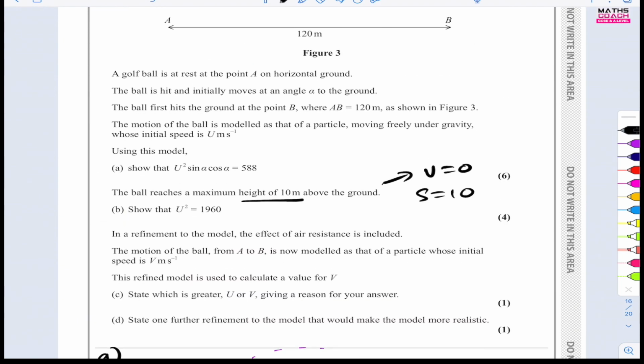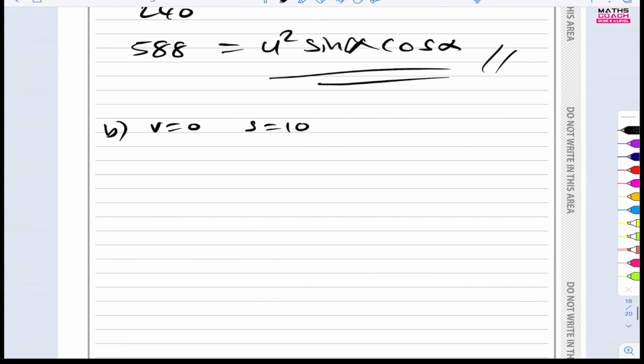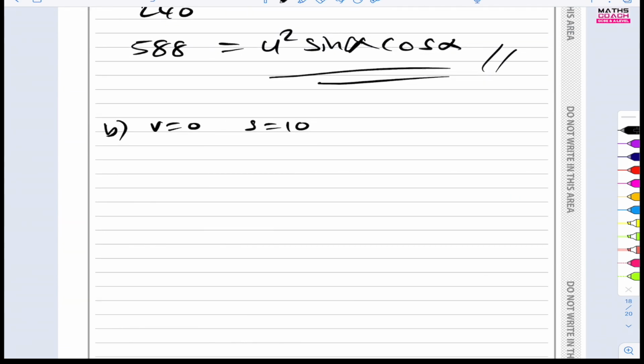I forgot. We're trying to find, it's a show question. So to show what u is, we can have u here as u sine alpha, and a is equal to minus g. So we're going up this way. All right, so we're going to use v squared is equal to u squared plus 2as.